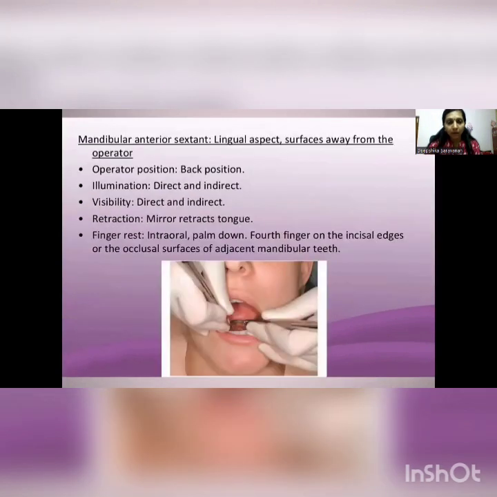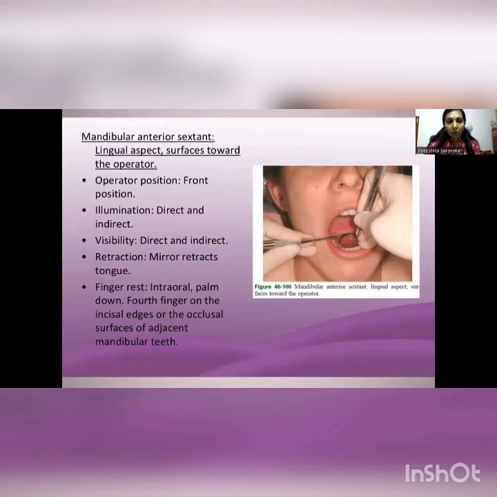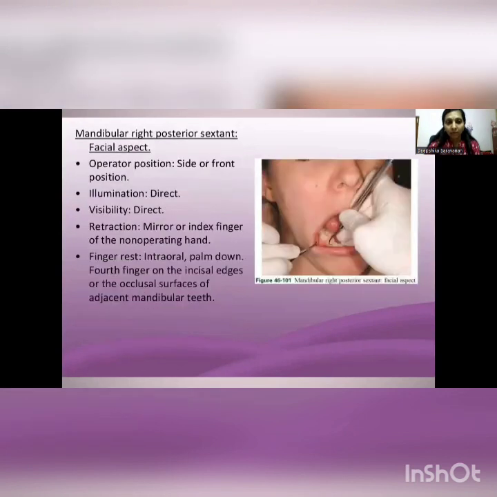And in the mandibular, if you're operating on the lingual surfaces, we can use a back position, indirect vision, and intraoral rest can be used. Then again, you can operate also from the front position like this.